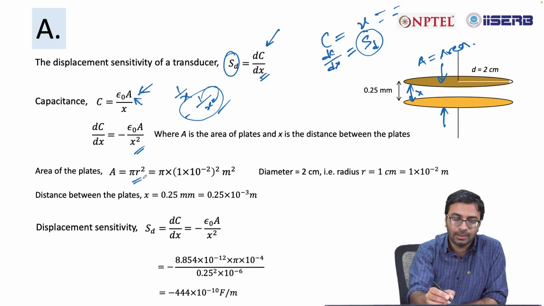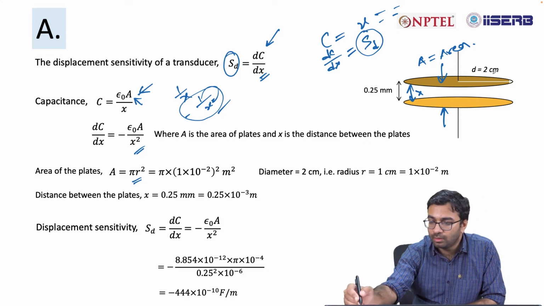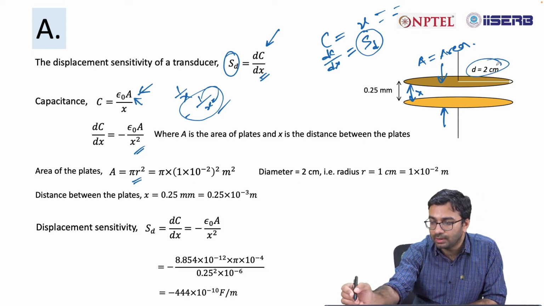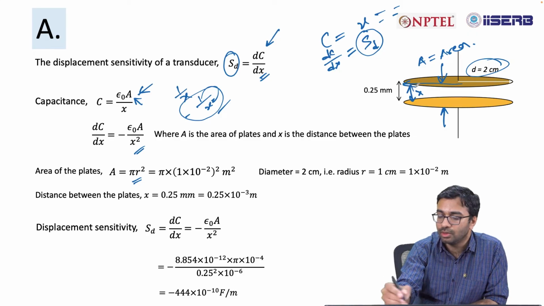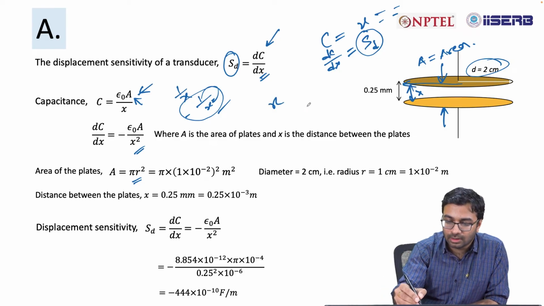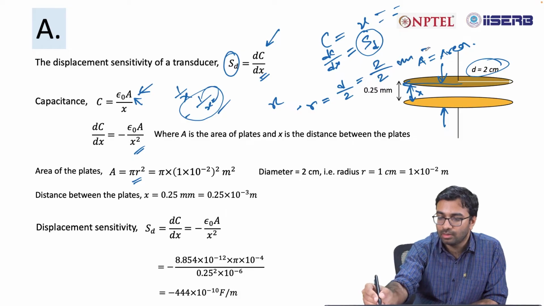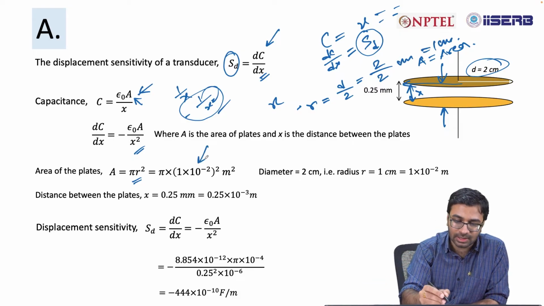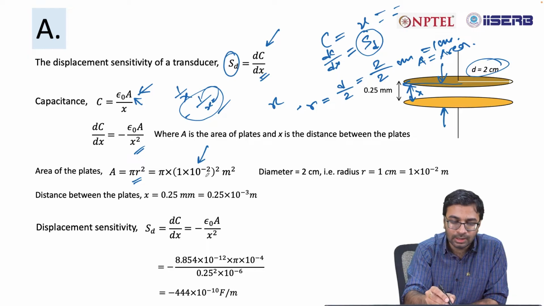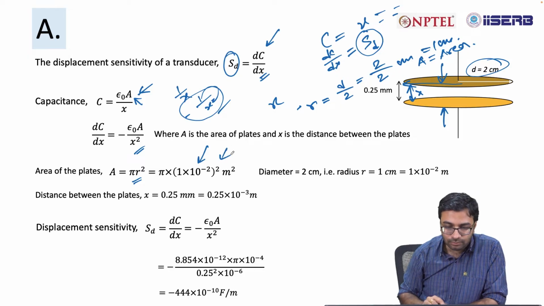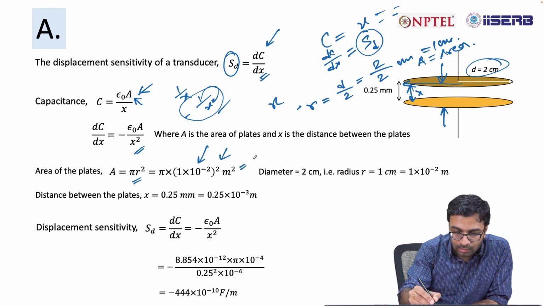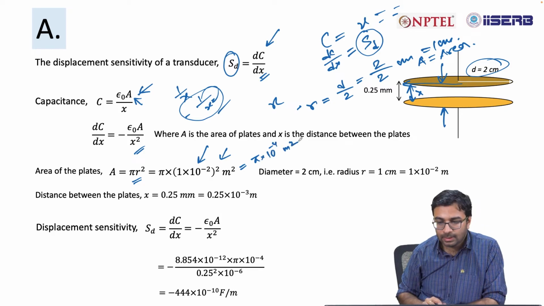A is equal to pi r square, where this is the value of d, right? So, your r is equal to d by 2, that means 2 by 2 centimeter, that is 1 centimeter. So, 1 centimeter is nothing but 1 into 10 to the power minus 2 meter. So, it is pi into 1 into 10 to the power minus 2 whole square. So, this will give you pi into 10 to the power minus 4 meter square, right.